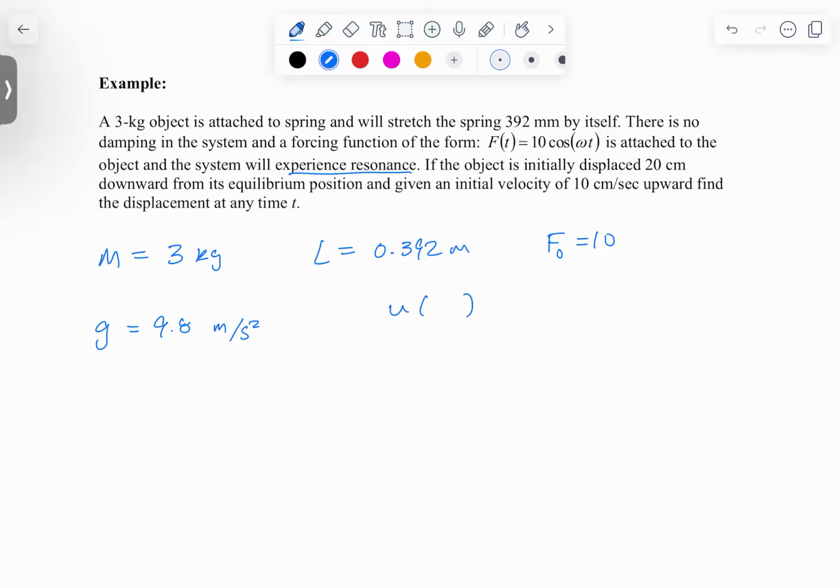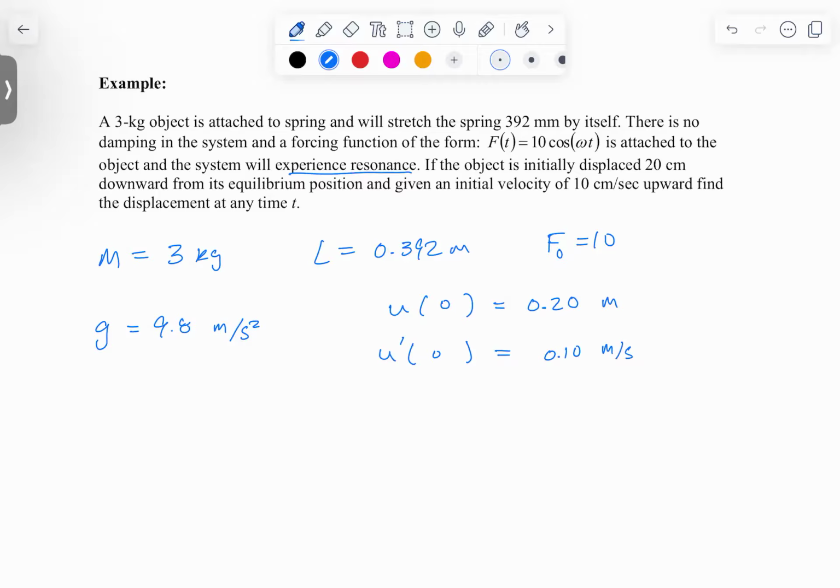And I can set up my initial conditions as well. Once again, these always start with initially. Initially means time what? 0. All right. Displace 20 centimeters downward, which means positive 0.2. Oh, positive 0.2. Thank you. And then 10 centimeters upward, which means positive 0.1.